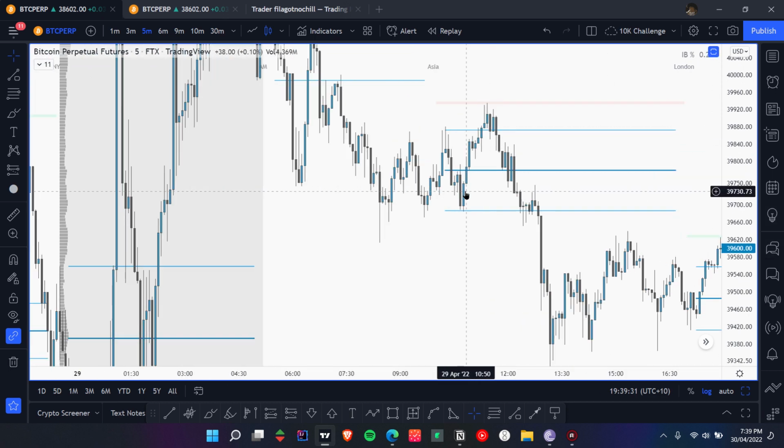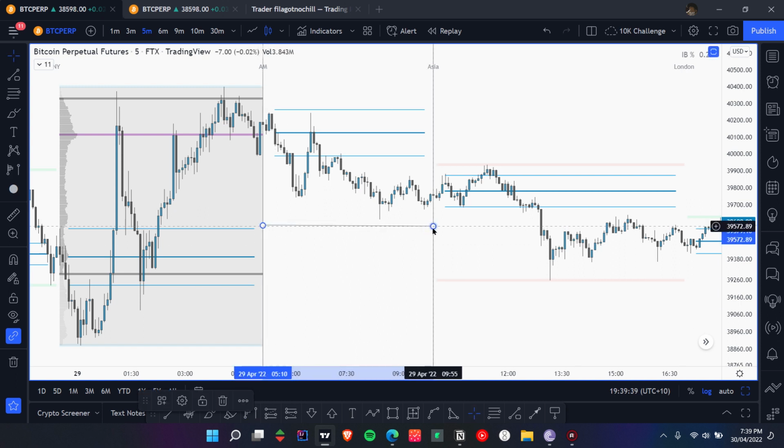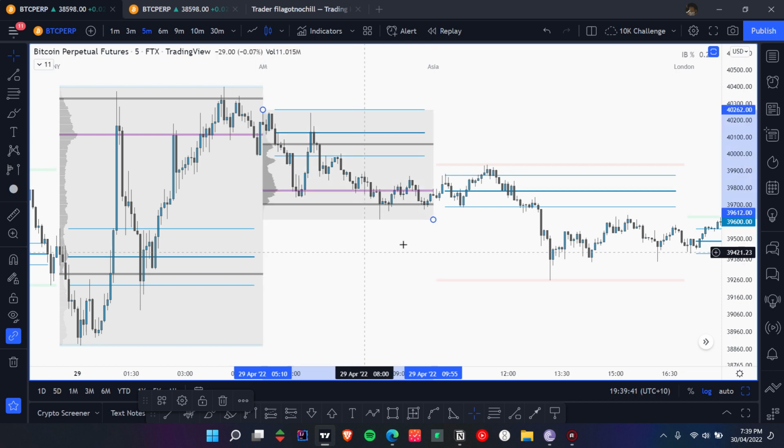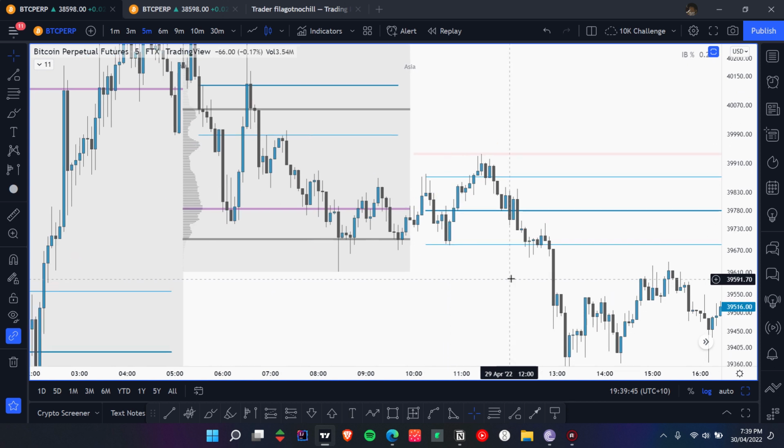Now you will create another volume profile right around this region till Asia, and you can see that the price came up. This would be your first trade right around this region.